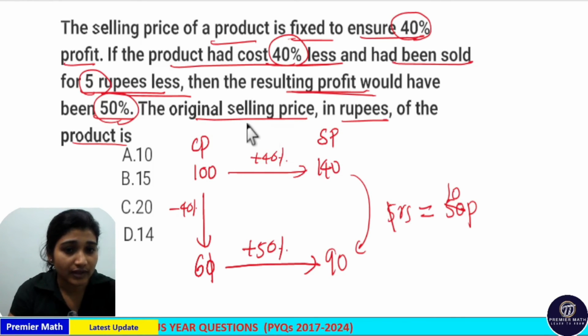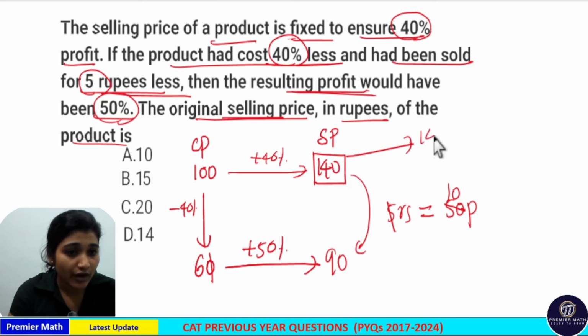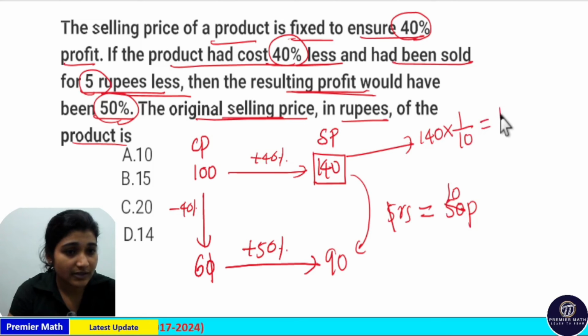Then we have to find the original selling price in rupees of the product. Here, the original selling price, the initial selling price, was 140 parts. 140 parts means 140 into 1 by 10. 10 parts is equal to 1 rupee, which means 1 part is equal to 1 by 10 rupees. So 140 into 1 by 10 means 14 rupees. So option D is your answer.